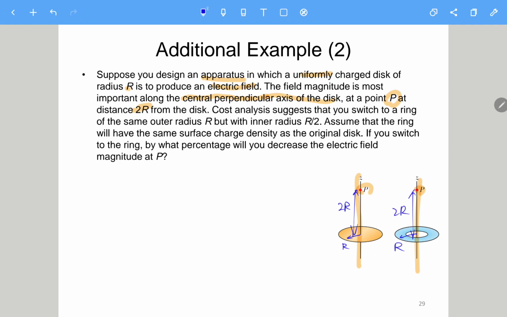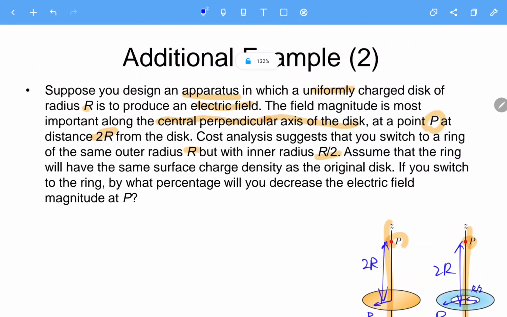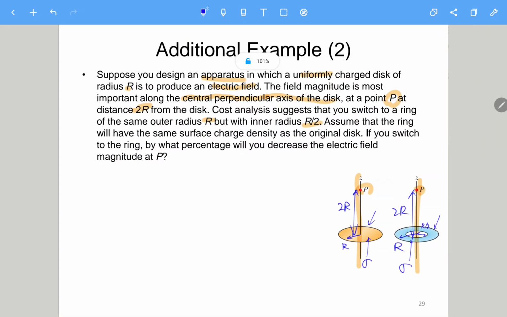Okay, so cost analysis suggests you to switch to a ring of the same outer radius R, but with inner radius R/2. Okay, so we try to cut some of it. Okay, so this is R/2. In terms of area, of course, this is not half, but in terms of the radius, it is half of a circle. Okay, assume that the ring will have the same surface charge density as the original disk. So this is sigma, this is also sigma, but the areas are different, so the total charge amount on this disk and on this hollow disk is not the same. If you switch to the ring, by what percentage do you decrease the electric field magnitude at P?